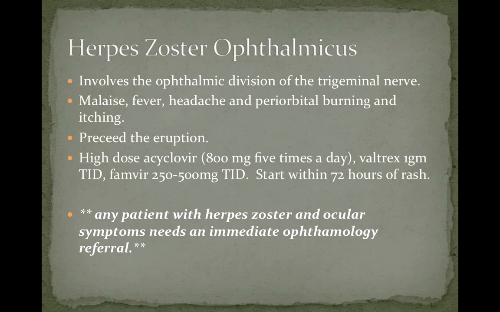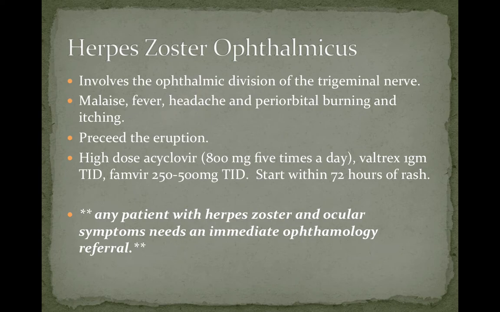Herpes zoster ophthalmicus is shingles that actually involves the trigeminal nerve that branches into the ophthalmic division. People will complain of malaise, fever, headache, and periorbital burning and itching that precede the eruption, usually by 2 to 3 days. The treatment is high-dose acyclovir or Valtrex. Acyclovir is 800 milligrams 5 times a day. Valtrex is 1 gram 3 times a day. And Famvir is 250 to 500 milligrams 3 times a day.